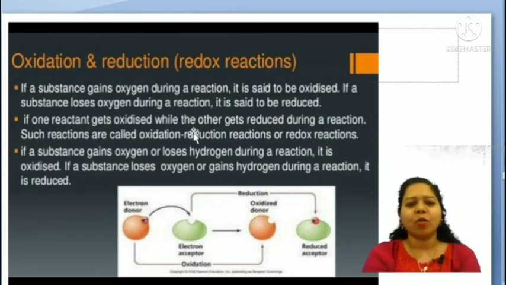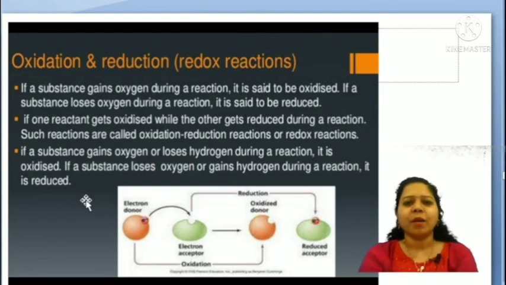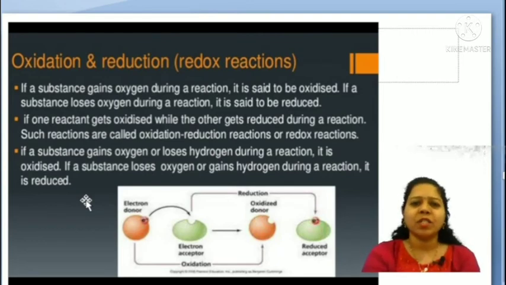If one reactant gets oxidized while the other gets reduced during a reaction, such reactions are called oxidation-reduction reactions or redox reactions. If a substance gains oxygen or loses hydrogen during a reaction, it is oxidized. If a substance loses oxygen or gains hydrogen during a reaction, it is reduced. Gain of oxygen and loss of hydrogen are known as oxidation. Exactly reverse to that, gain of hydrogen and loss of oxygen is known as reduction.